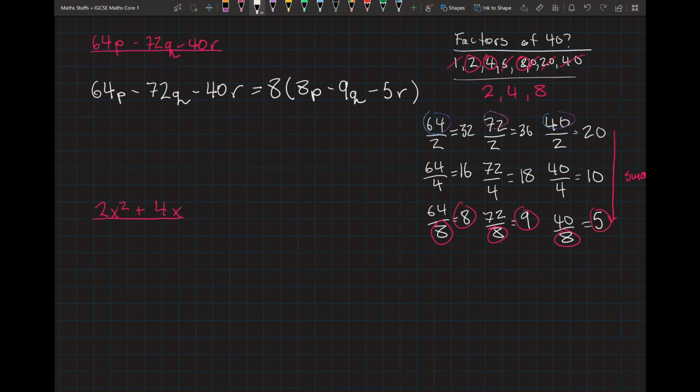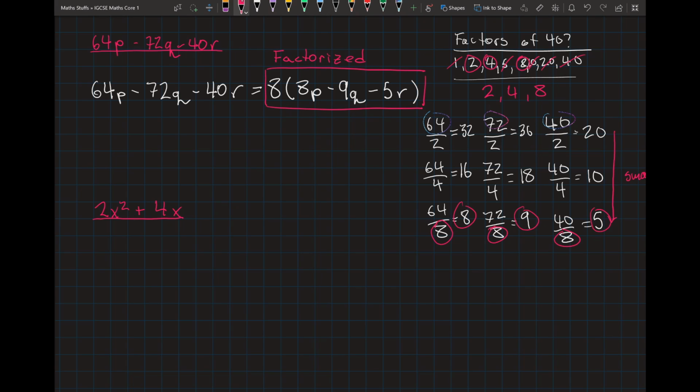Alright, so we have factorized this down to 8 times, in brackets, 8p minus 9q minus 5r. And that's really as far as we go. There's nothing else that's common between 8, 9, and 5, or the variables p, q, and r. So we're just going to box our answer. And you don't have to write this when you do it. I'm just writing it to be probably too clear. We have factorized this now.